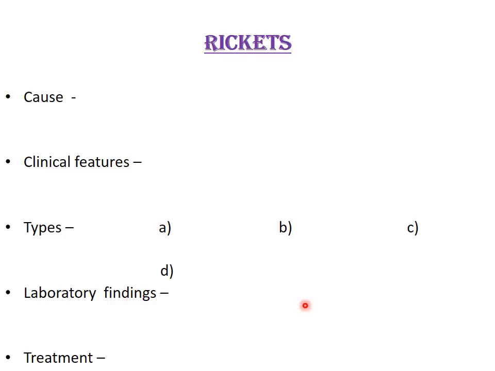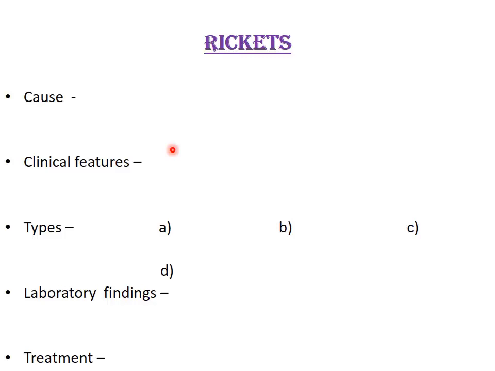There are ample amount of bone deformities which you find in rickets. Here what will happen? The bones become soft and pliable. The bone growth is very, very markedly affected. In laboratory findings, there will be very low calcium level, also phosphate, and a certain enzyme, that is the ALP, alkaline phosphatase, is much raised.